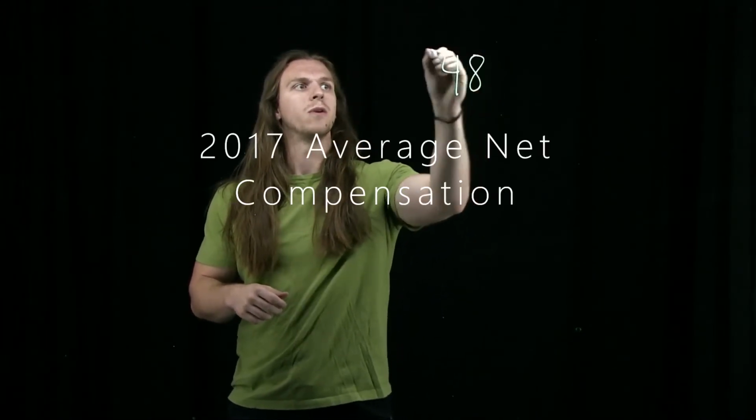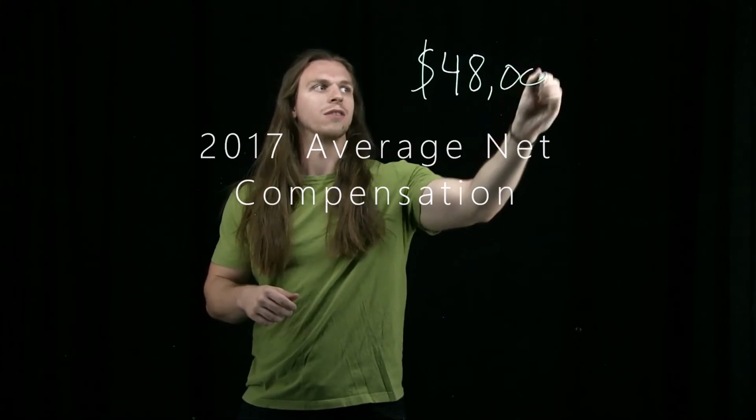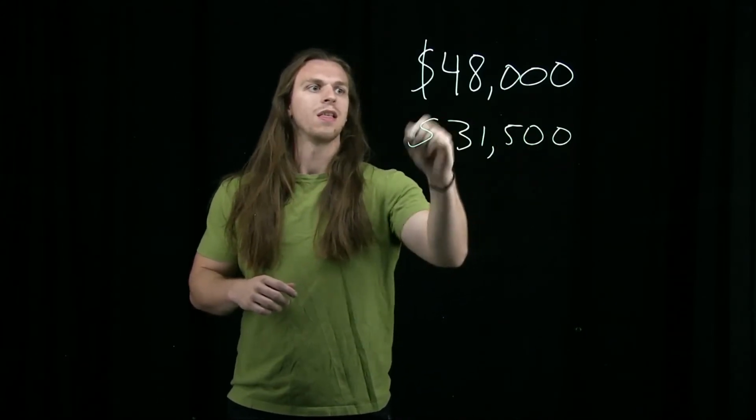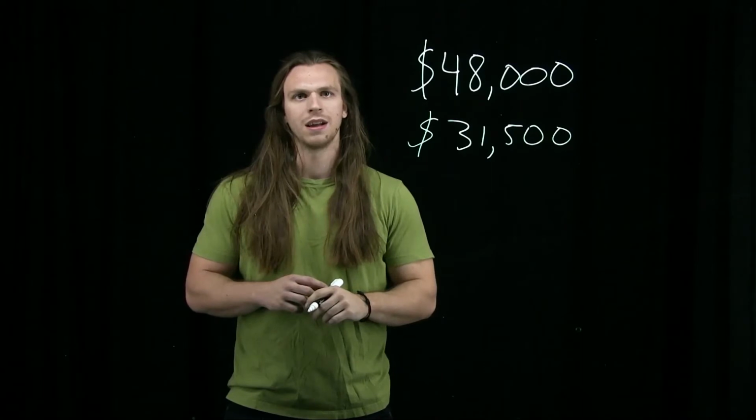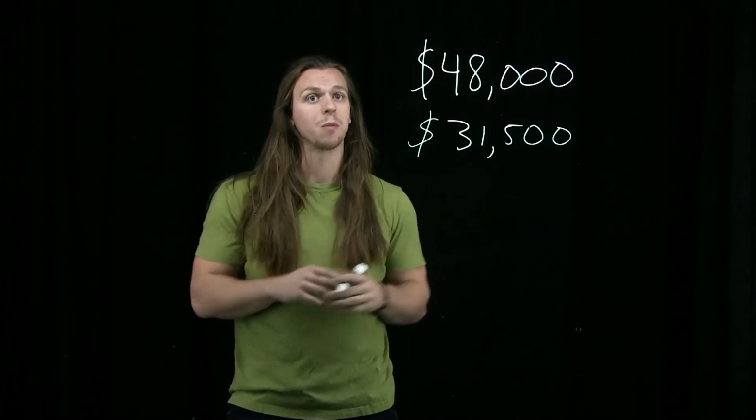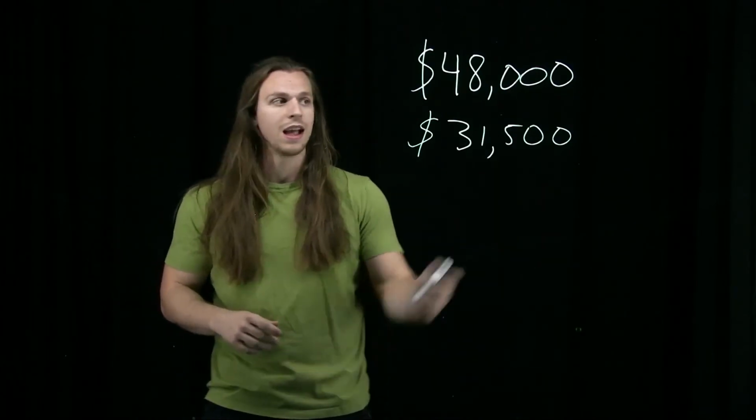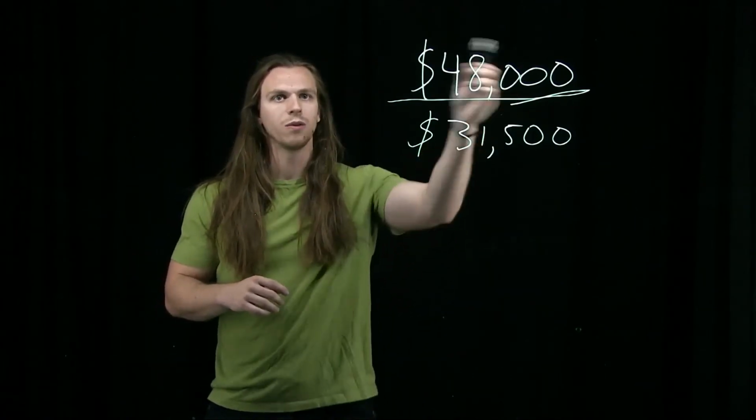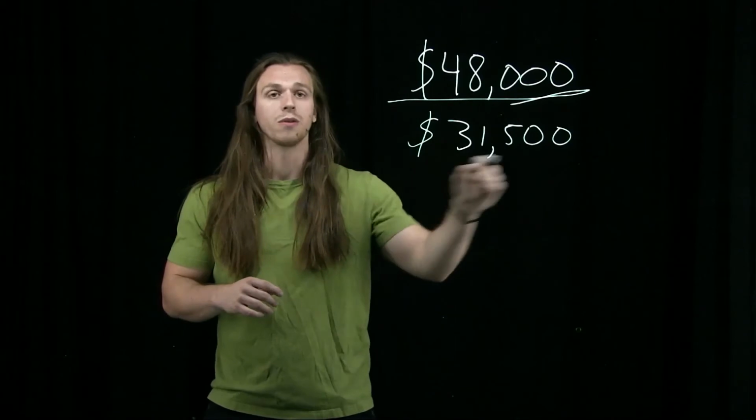In 2017, the mean average net compensation, according to the Social Security Administration, was $48,000, while the median was $31,500. This is because the people at the high end of the distribution make a lot more money than the people at the low end, and the average becomes skewed toward the high end. You would never know this if I only reported the mean, or if I only reported the median.